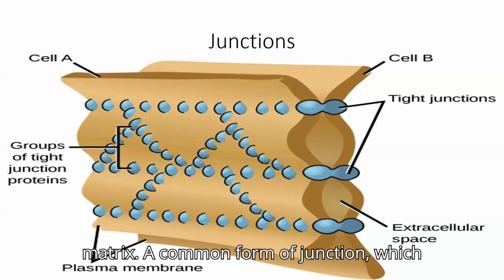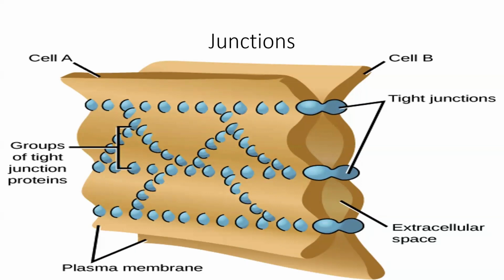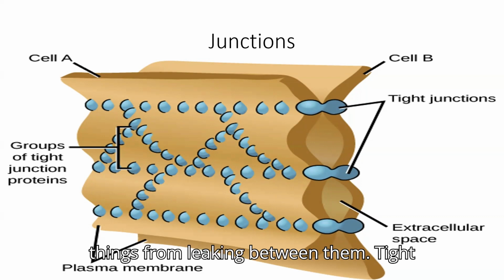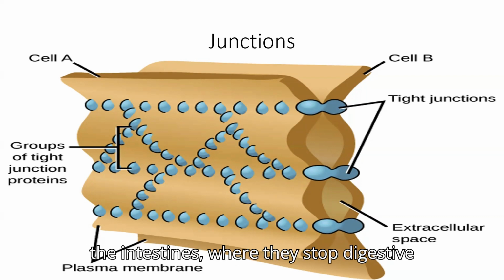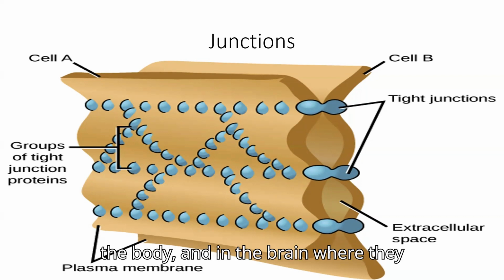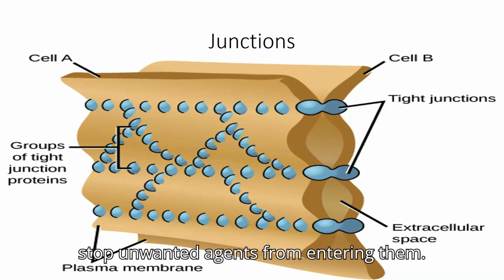A common form of junction, which is shown here, is the tight junction. These form a seal between cells, keeping things from leaking between them. Tight junctions are important in places like the intestines, where they stop digestive juices from leaking into other parts of the body, and in the brain, where they stop unwanted agents from entering it.